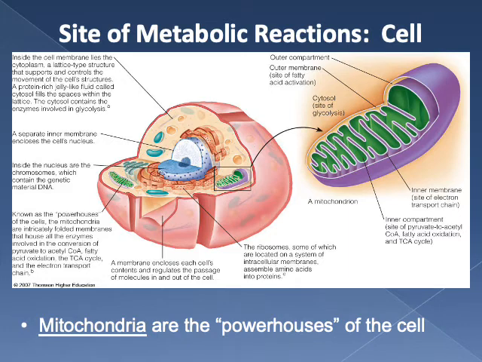This diagram shows where the metabolic reactions take place within the cell. In the cytoplasm, or the cytosol, is where glycolysis occurs. And then the other energy reactions, or the metabolic reactions, take place within the mitochondria. Some take place in the inner membrane, and some in the inner compartment of the mitochondria. In the inner membrane is the site of the electron transport chain, and in the inner compartment of the mitochondria is where the pyruvate to acetyl-CoA, fatty acid oxidation, and the TCA cycle take place.